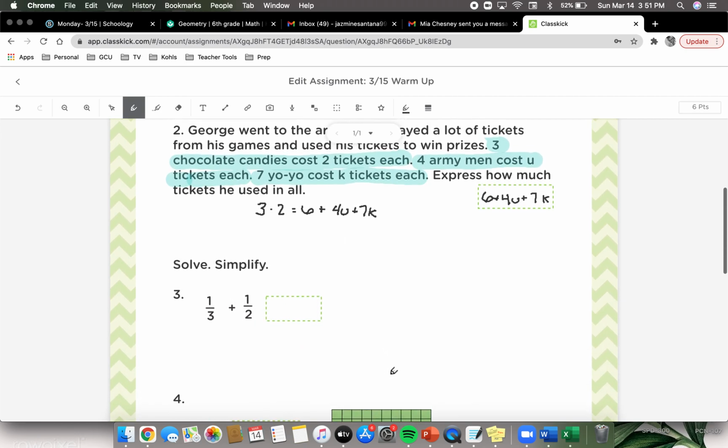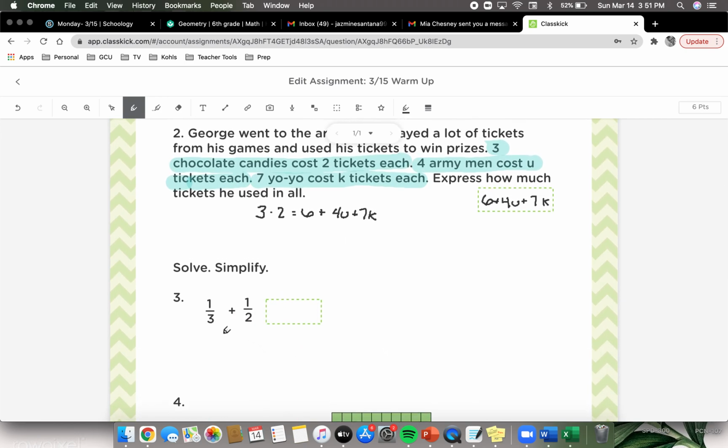Moving on to number 3, it wants us to solve and to simplify if we can. We have 1/3 plus 2/3. Well, in order to add fractions, we have to make sure that the denominators are the same. So I know that the next closest number that will go in for both 3 and 2, a common denominator, would be 6.